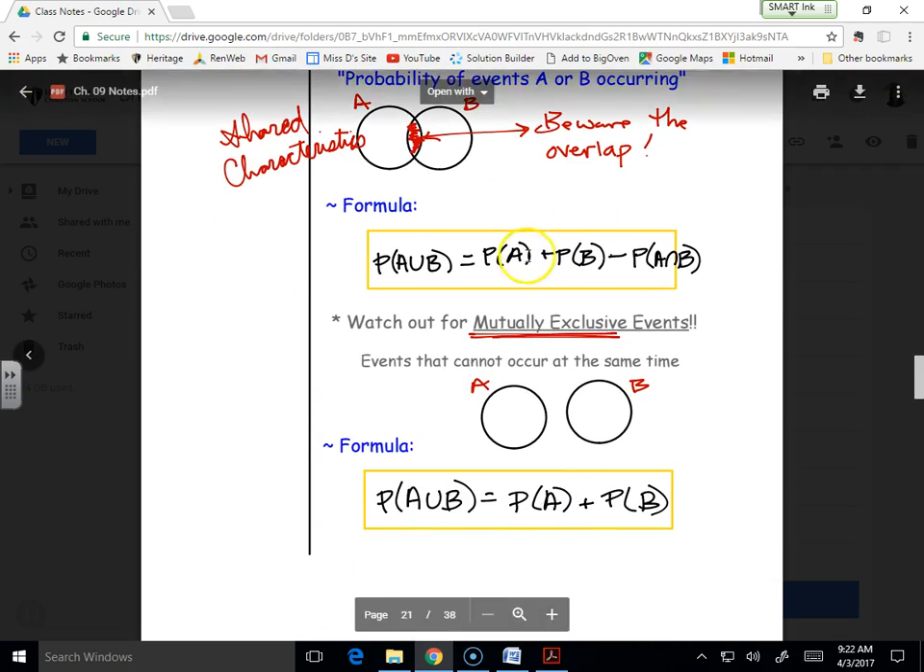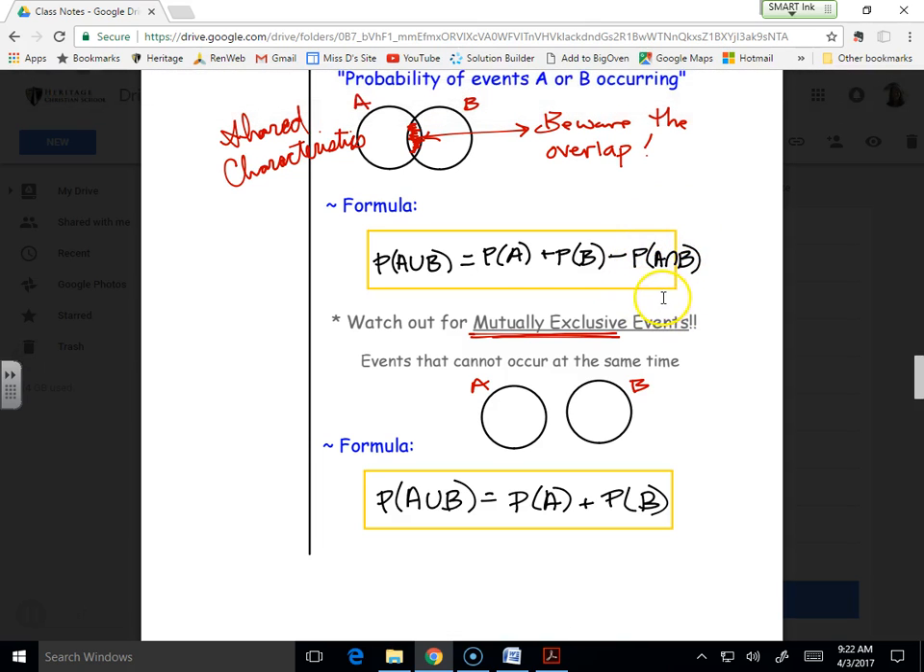And this one, watch out for the overlap. Our example was if I think a kid was wearing jeans on Friday or had brown hair. We couldn't just count up all the kids wearing jeans, count up all the kids with brown hair and say, yay, we're done. Because what about the ones that had both and were counted twice?